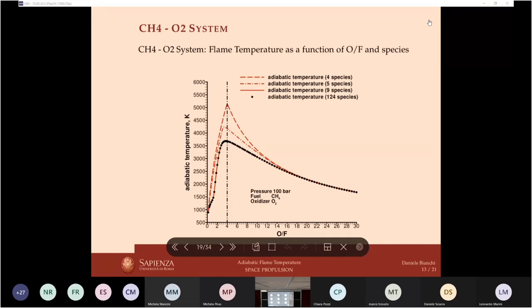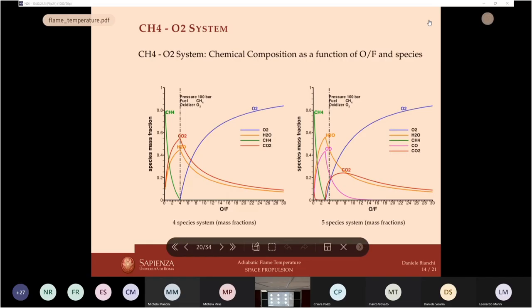And in fact, you need, in this case, 9 species to have a good approximation of the adiabatic flame temperature as a function of O/F, which is something more than before, when 5 or 6 species was enough. But you see that considering 9 species or 124 species, because we see that we can have a lot of possible species, you have no changes. And what you see, the fifth species is an important one.